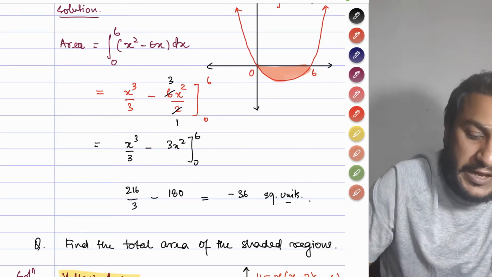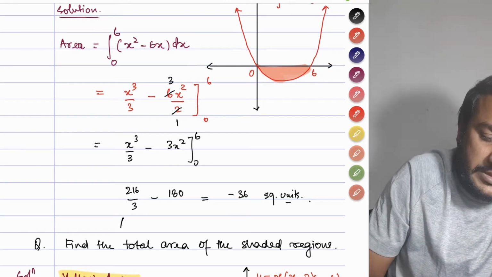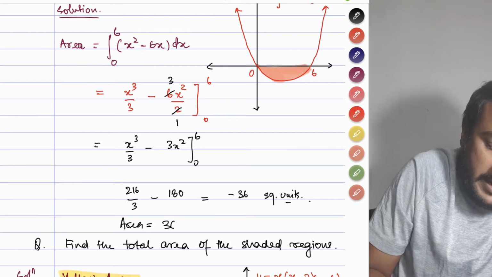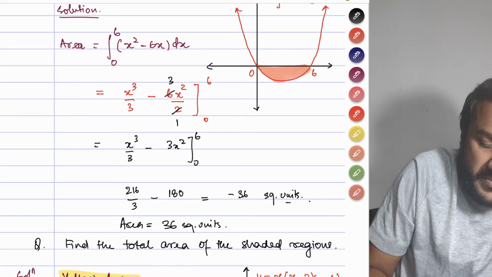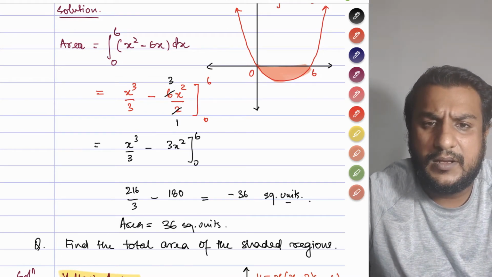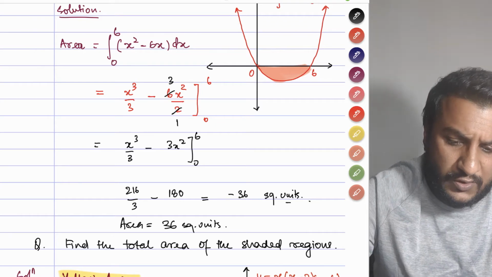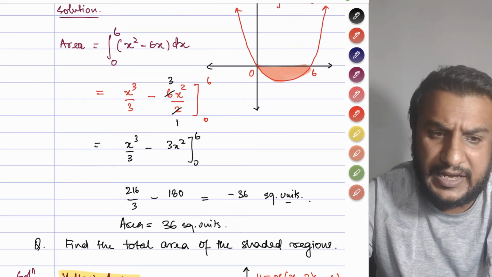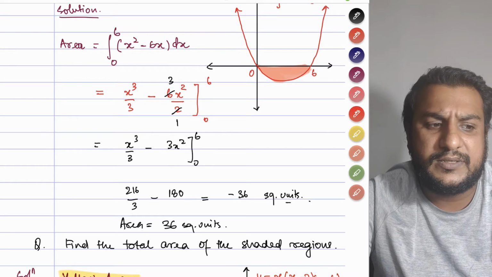But since we are working with area, the final step which I am going to write down is, area is equal to 36 square units. I hope this is clear. Any doubt? Okay, so when we are writing this final step, our area would be 36 square units.